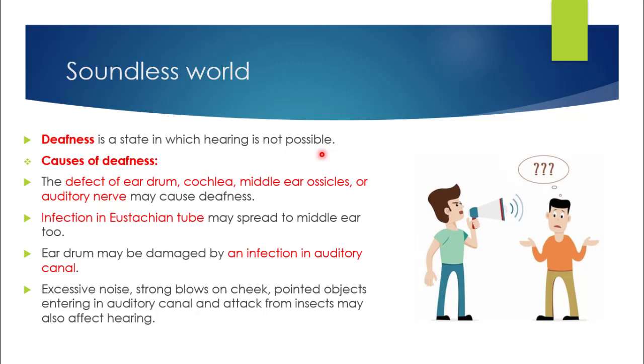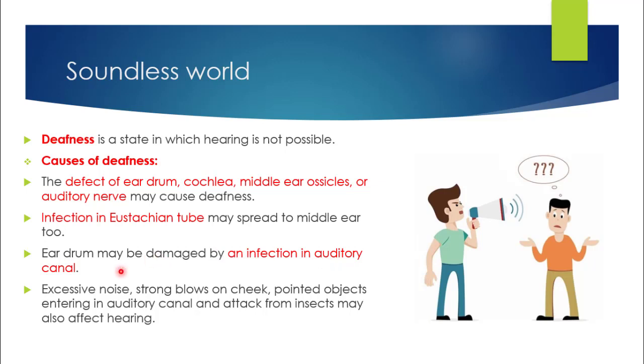There are several different causes of deafness. For example, the defect of eardrum, cochlea, middle ear ossicles or auditory nerve. These are all very sensitive parts of our ear, and damage or infection to any of these may cause deafness. Infection in eustachian tube may spread to middle ear too. Eardrum may be damaged by an infection in auditory canal. All these parts are linked to each other. Infection in any of these parts may affect the other one.